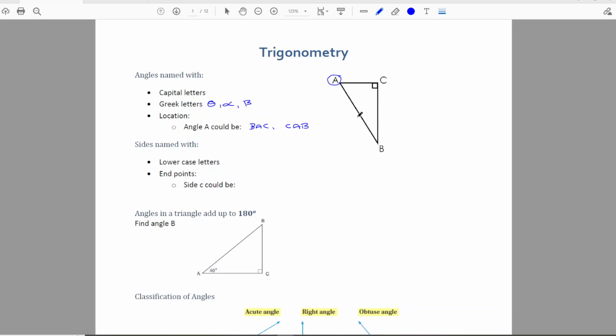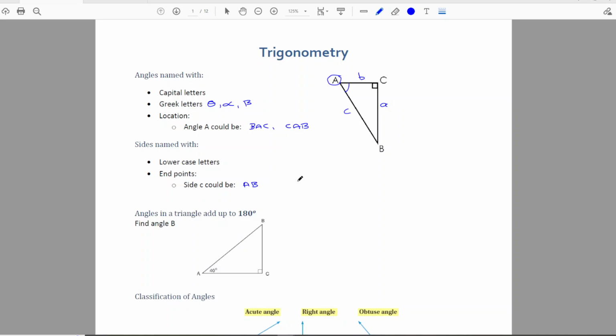Right? So it's kind of tracing along that. If I went from C to A to B, I'd be opening up at angle A. If I wanted to describe angle C, I could say that it's ACB because that would open up at C. Side names are often labeled with lowercase letters. So for example, angle A would be across from side A. Angle C would be across from little c, and then angle B would be across from side B. But you could also label it using its endpoints or its angles. So for example, if I wanted to talk about this little side C, I could also call it AB.